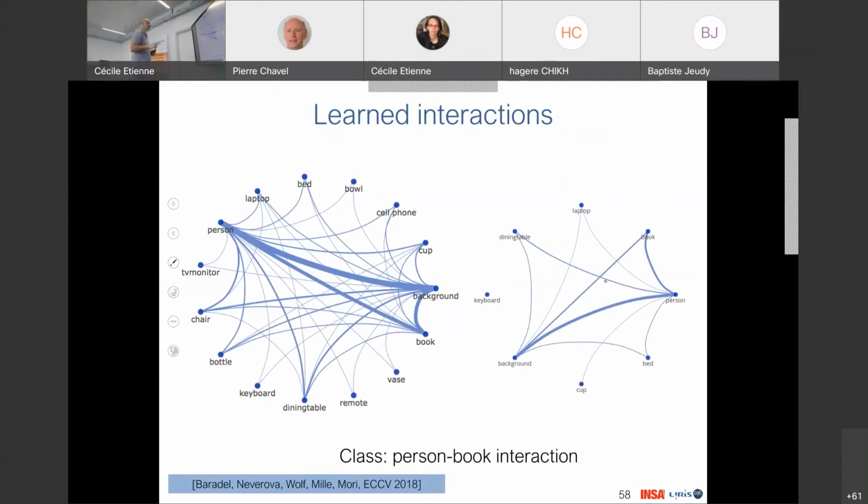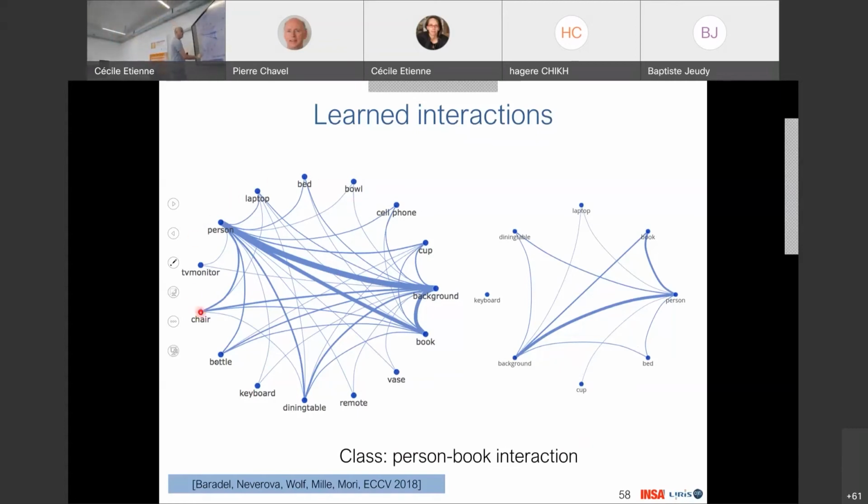I'll respond to the question in the chat later. We can, for example, explain a little bit what kind of decisions the network takes. We have two types of classes in this problem. We have activity classes: what is the person doing, what kind of activity is he doing? And the second type of class is the type of objects we see. What you see here is the activity class person-book interaction. This means reading, writing, whenever a person is interacting with a book.